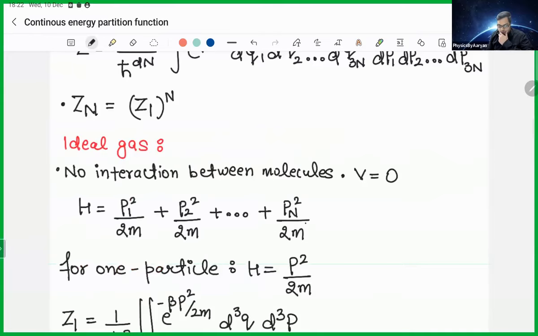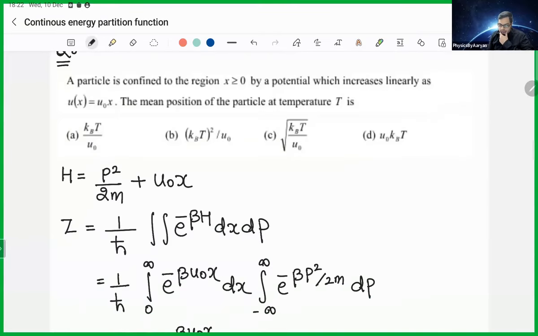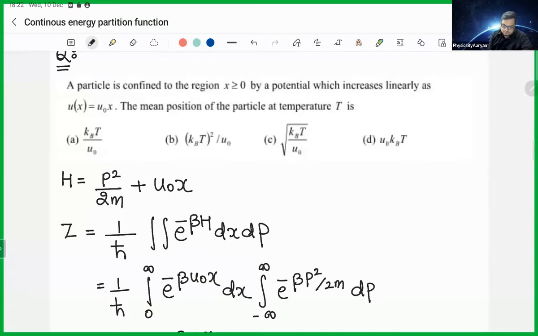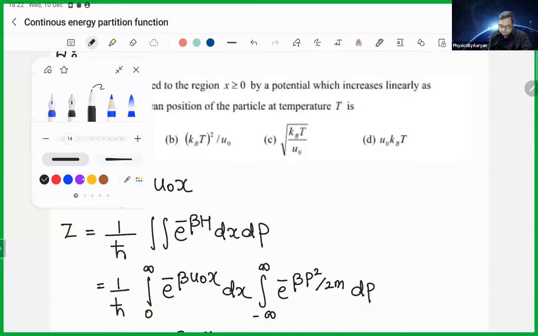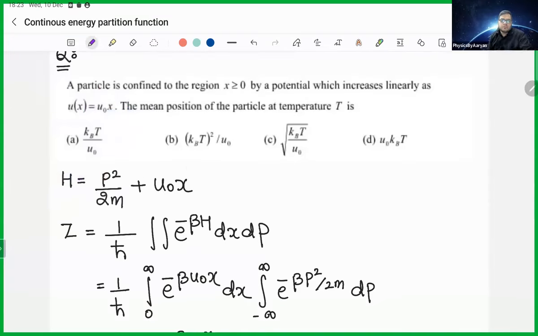ठीक है, चलो, let's go for question 1. So this is your question number 1. Very interesting, not very difficult, but good quality question to begin with. A particle is confined in a region x greater than 0. So your x can be greater than 0 by a potential. So potential is given. So basically your system has some potential.